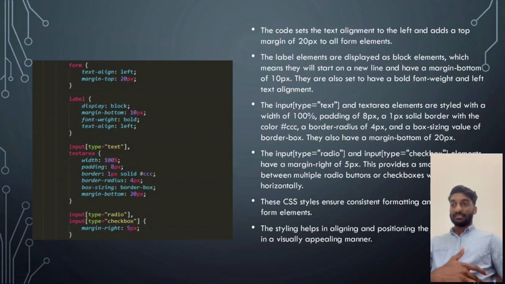We insert text align on the left and margin top with 20 px. Next, let's see the label. So the display is block, margin bottom is 10 px, font weight is bold. So the text under the label, everything will be in bold. Next is for the input text area. So the input text area will be in the box size, so we can type inside there. And then next we will see about the input type radio and checkbox.